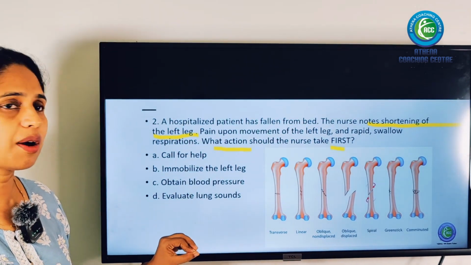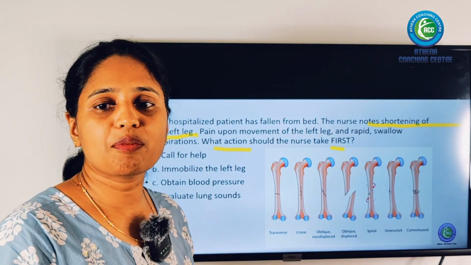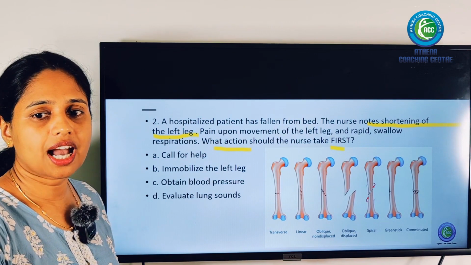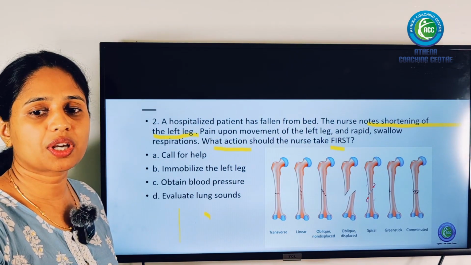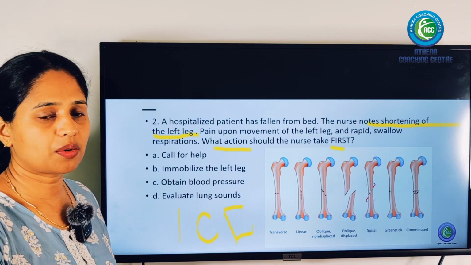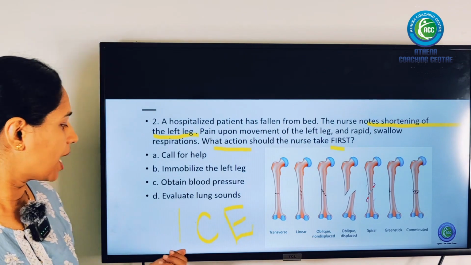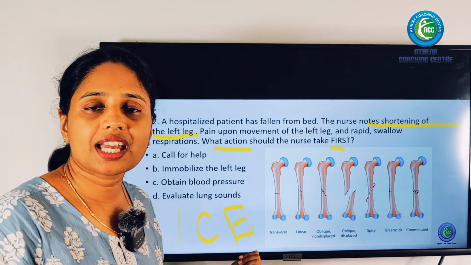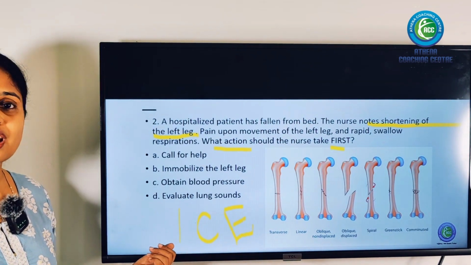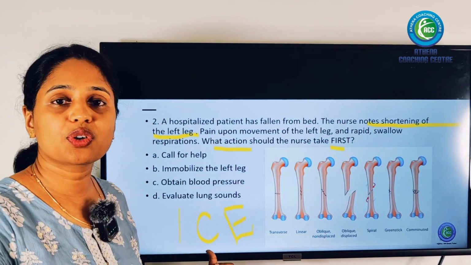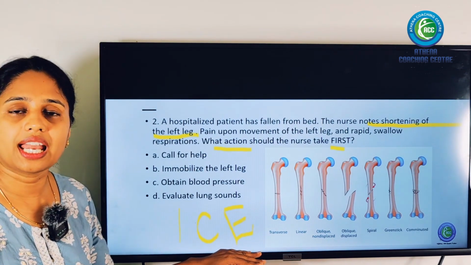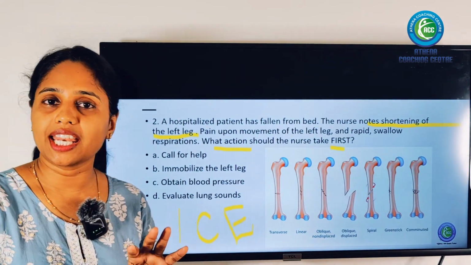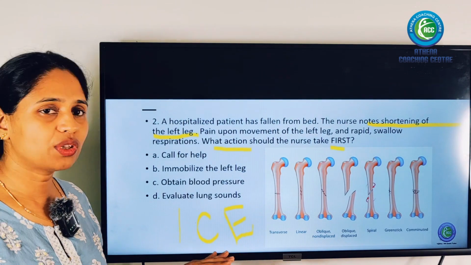So in case of fracture, how do we manage? Always remember, while managing a fracture patient, you have to follow the emergency acronym RICE. So in management, you can just remember RICE. What does I stand for? I stands for immobilization, C stands for cold application, E stands for elevation. I repeat: I stands for immobilization, C stands for cold application, and E stands for elevation. So the management acronym is RICE. When you get any patient with a fracture, you can follow this particular method.